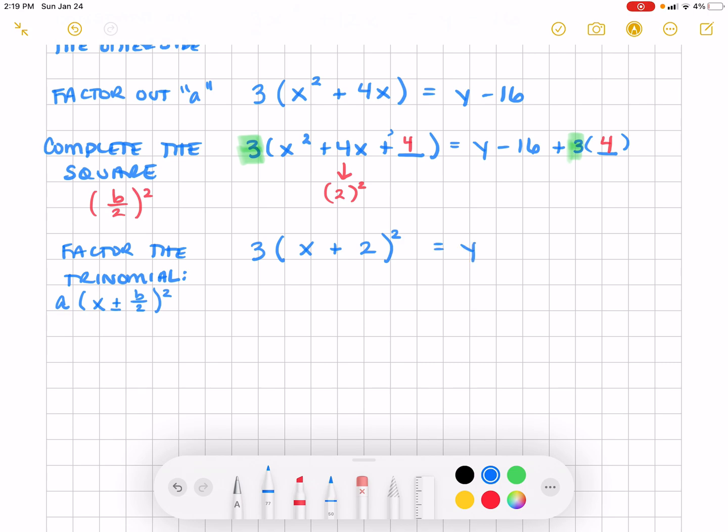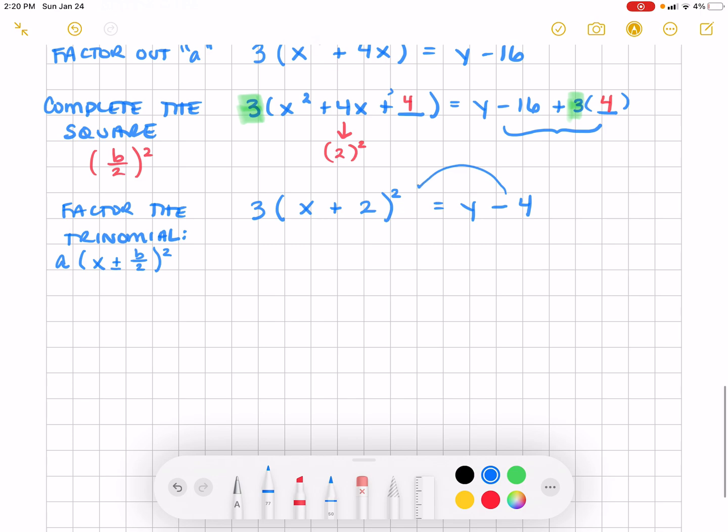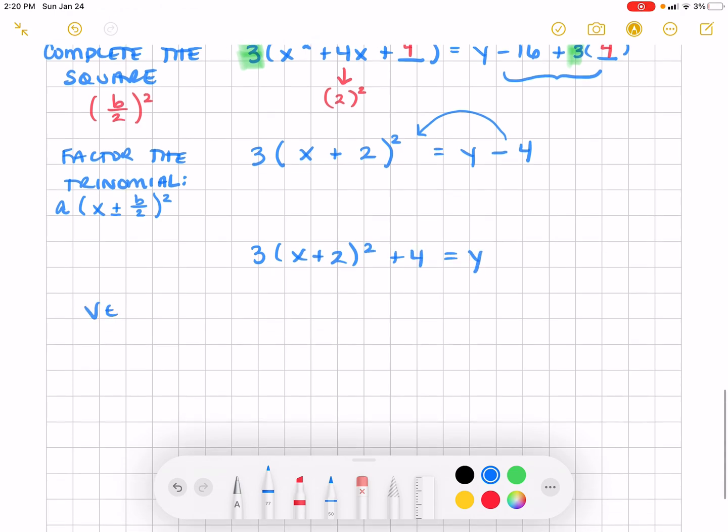Over here we have y minus, well, I don't know if it's a minus. Let's do this. It's going to be y, and then we're taking a negative 16 plus 12, and it's going to make a negative 4. So let's write this in vertex form now, and let's add the 4 back over. And what we get is 3 times x plus 2 squared. And I'm just going to flip this around and write this equation in vertex form. And it's going to look like y equals 3 times x plus 2 squared plus 4.